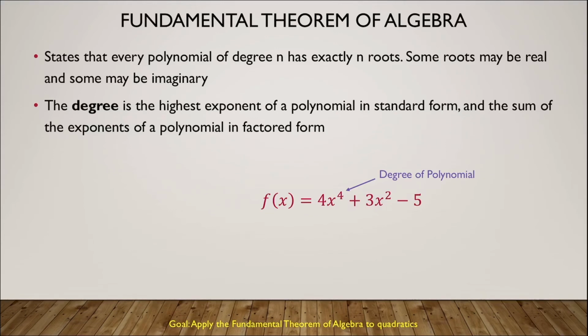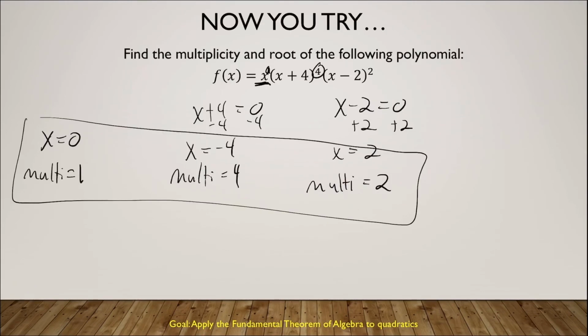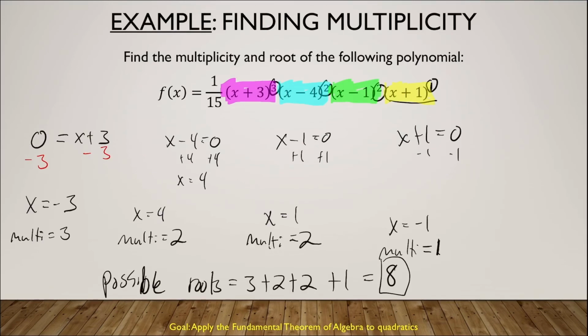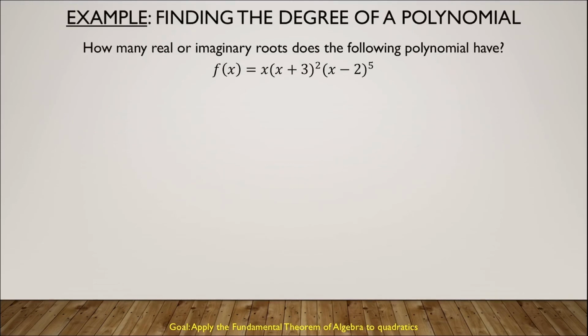Okay, so what that's saying is if I'm in standard form, like I am right here, and I want to know how many possible roots I have, I just look at my biggest exponent. So this has 4 possible roots. If it's in factored form, we do like what we did here. We add up all the multiplicities, and that tells me how many possible roots or solutions I have.